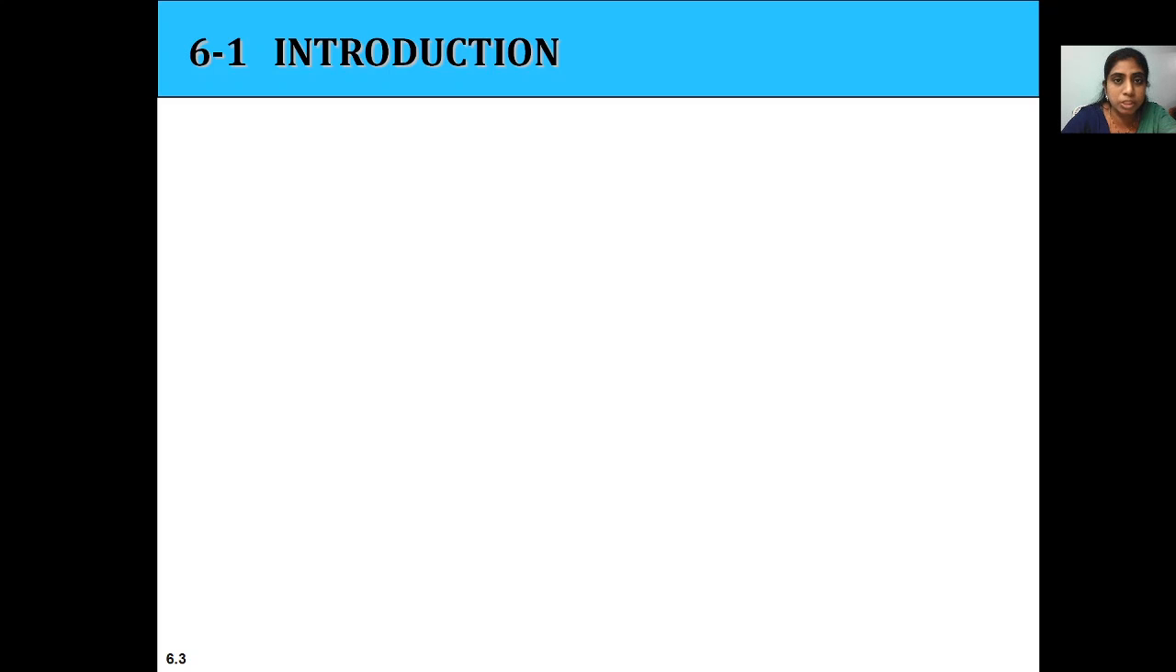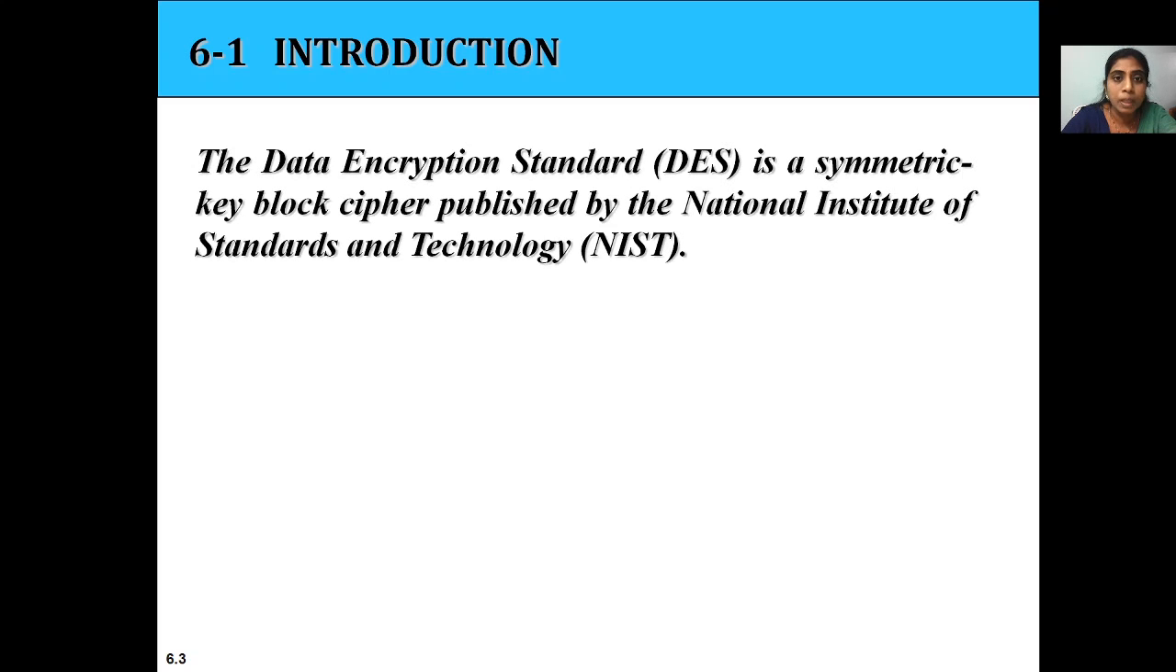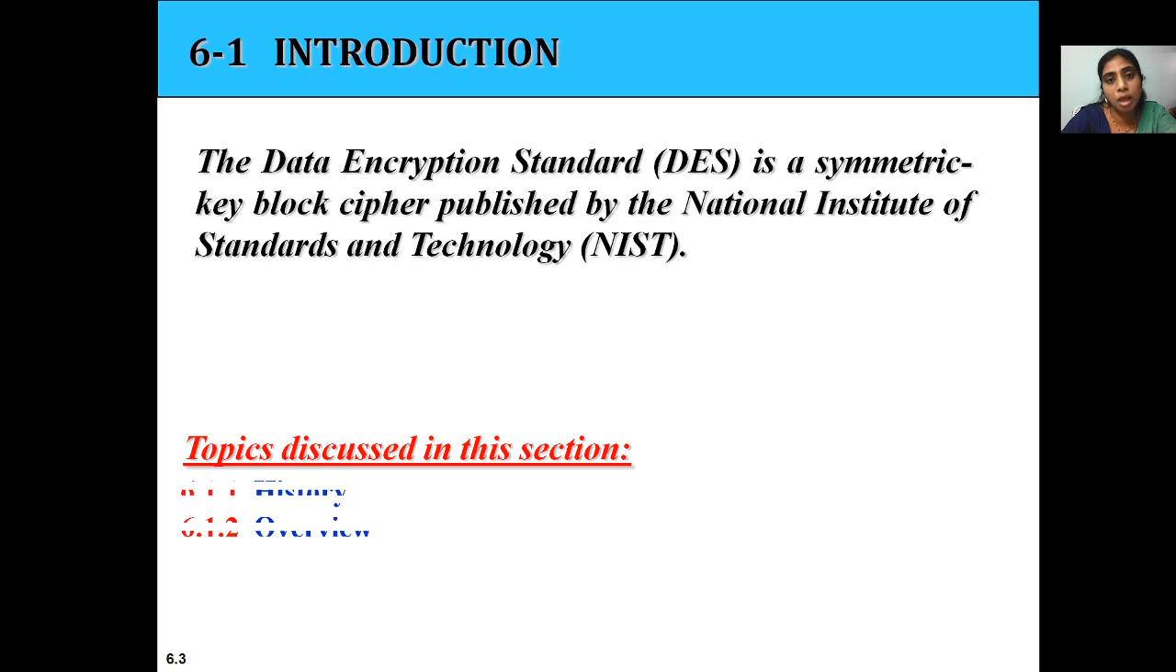Coming to the introduction of DES, the Data Encryption Standard is a symmetric key algorithm which was published by the National Institute of Standards and Technology. This was one of the best algorithms for a longer period of time. It was developed in the 1970s, and we are going to discuss how it works.